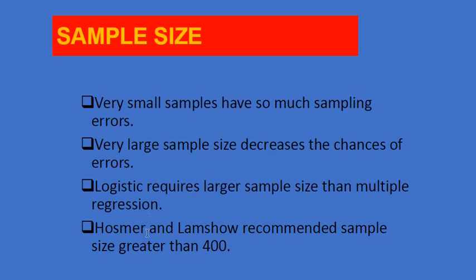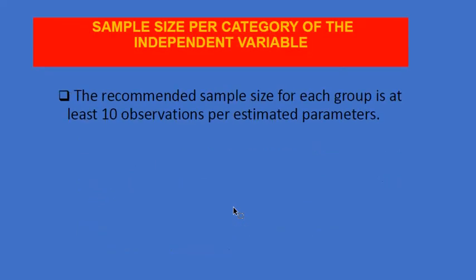A sample size of 400 is recommended in many studies. Then the sample size per category of the independent variable: the recommended sample size for each group is at least 10 observations per estimated parameter. So this is the minimum set of observations which we need to have in our logistic regression. If we go below 10 observations, then we can end up with many sampling errors. So the minimum number of observations should be above 10.